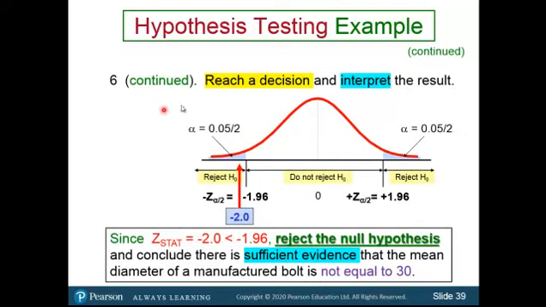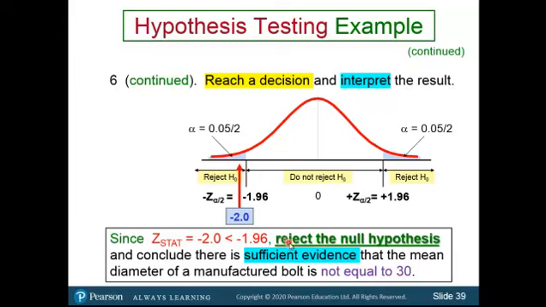So step number 6, reach a decision and interpret the result. Since negative 2.0 is less than negative 1.96, we reject the null hypothesis and conclude that there is sufficient evidence that the mean diameter of the manufactured bulb is not equal to 30.